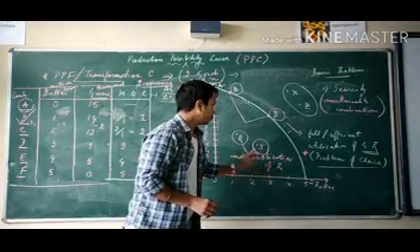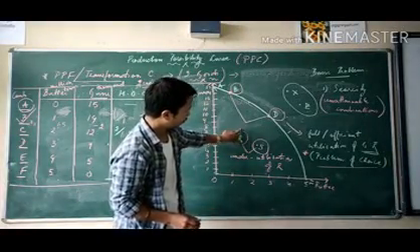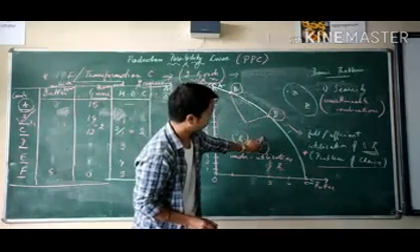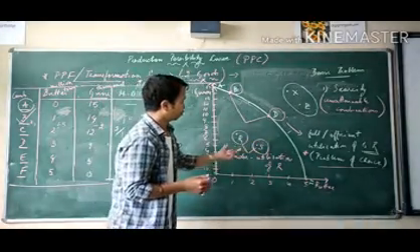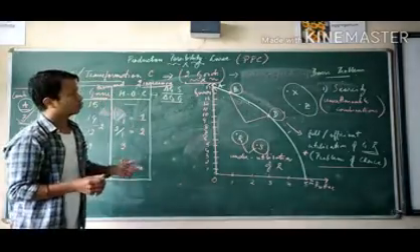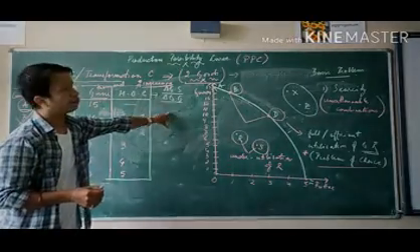Another problem is inefficient utilization of resources. We can have these 2 combinations R and S as an example of inefficient utilization of resources. So this is the basic concept of PPC.